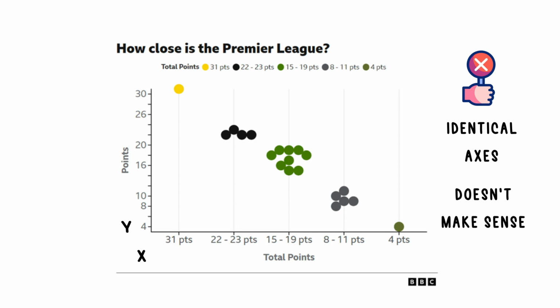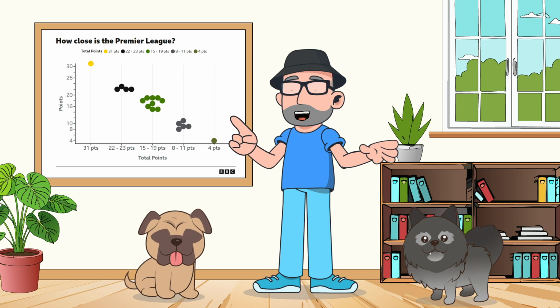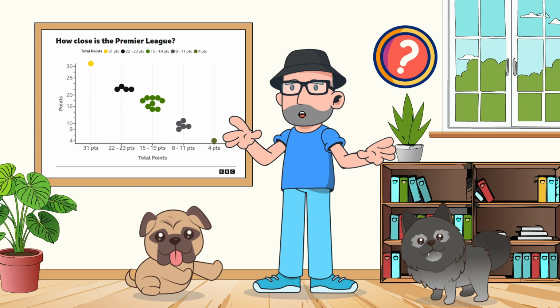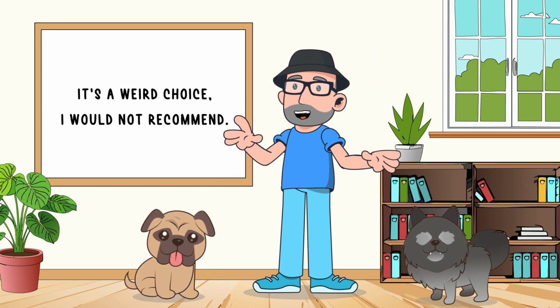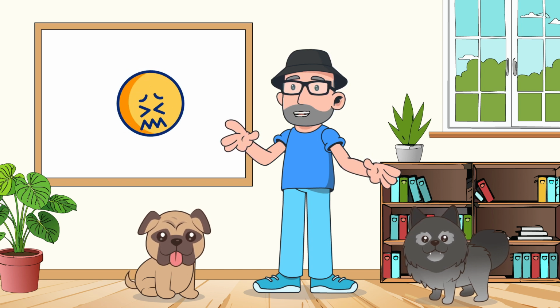But on top of that, the x-axis doesn't even really make sense to do this way, even if it was appropriate to have the same variable on the x and y axis. Why would you put these in buckets? Why not just the number of points earned, and then you wouldn't have to do the weird jitter they do in the middle? It's a weird choice and one I would not recommend. So okay, that's uniquely awful, fine.